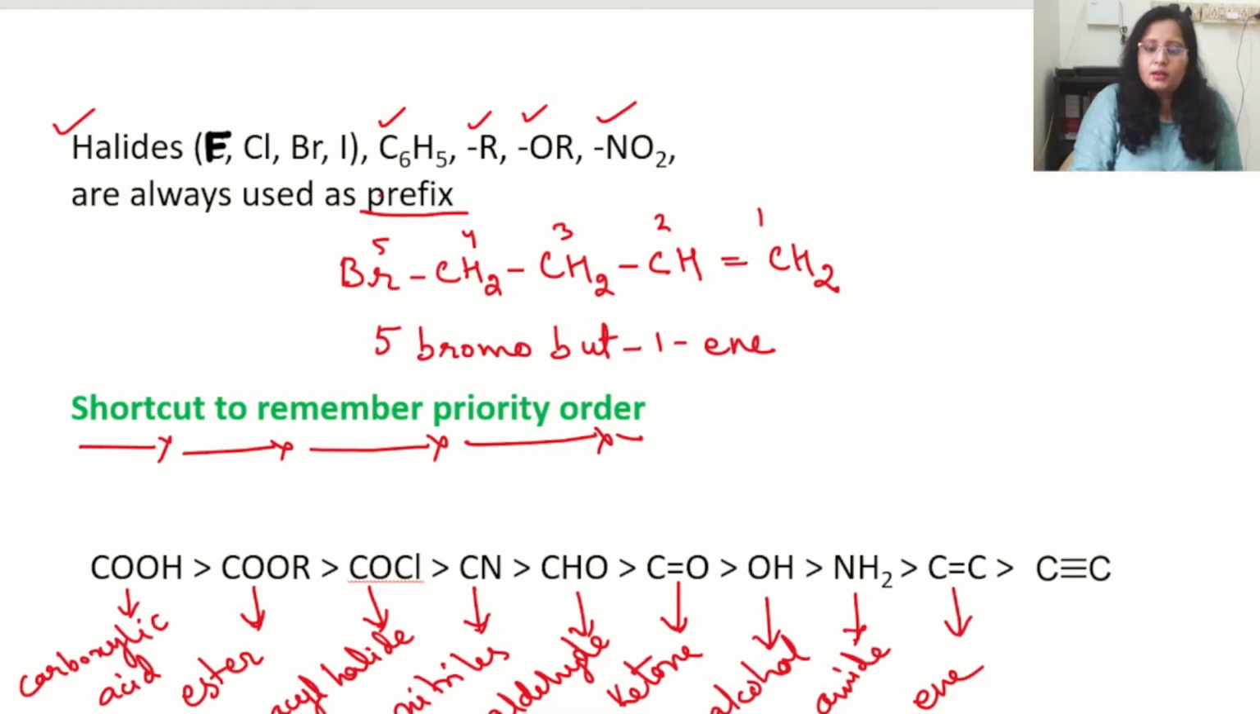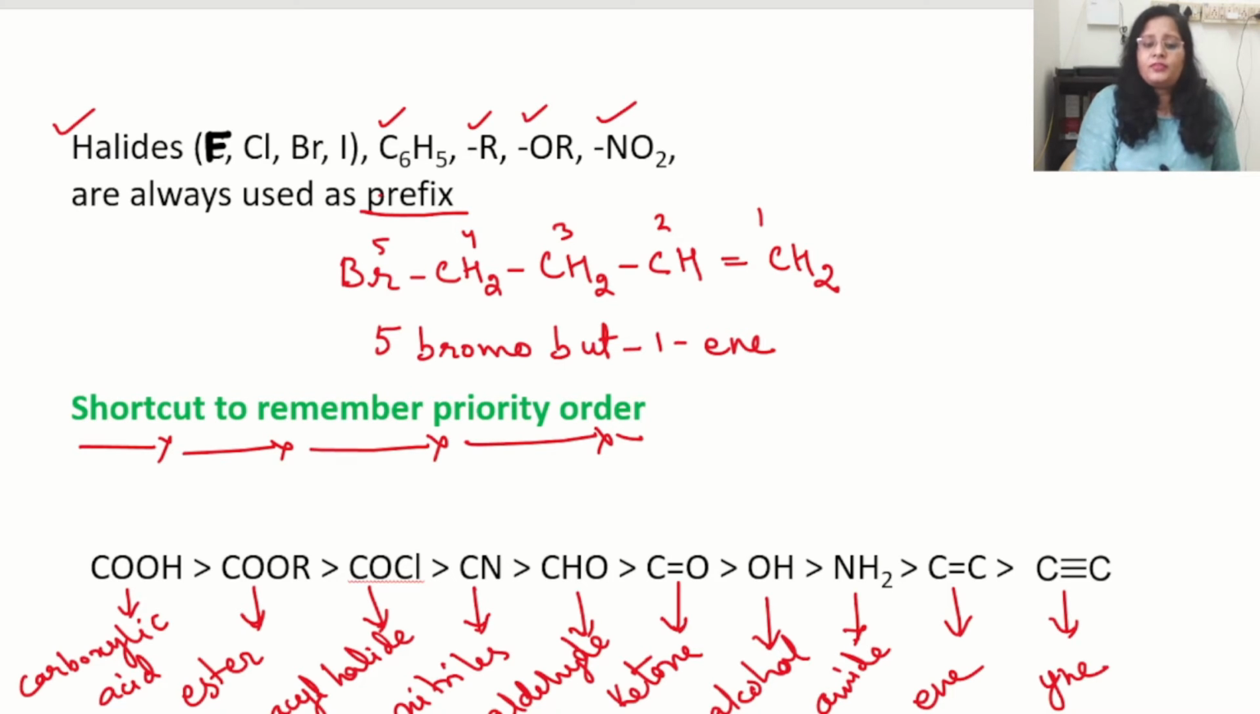So this is the priority order you need to learn. According to this order, if we have any compound having aldehyde and ketone both, we will put aldehyde in the suffix and ketone in the prefix according to this priority order list.